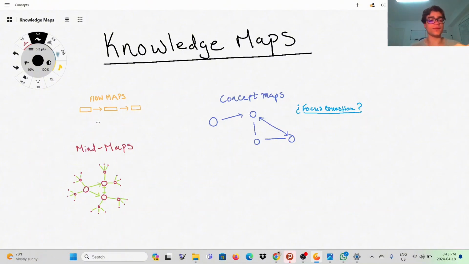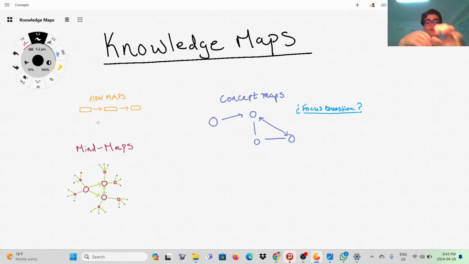Now, flow maps are really good for understanding processes. If you've ever learned some stuff about business, you'll know that oftentimes they have these things called funnels, where you have a start and an endpoint and then a process in between. There are different steps in between and transitions between them. That's where a flow map really shines and is going to help you understand that whole process.